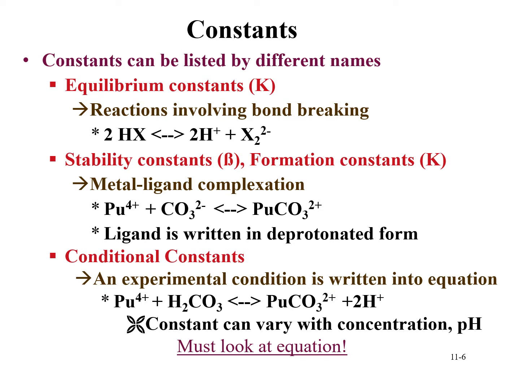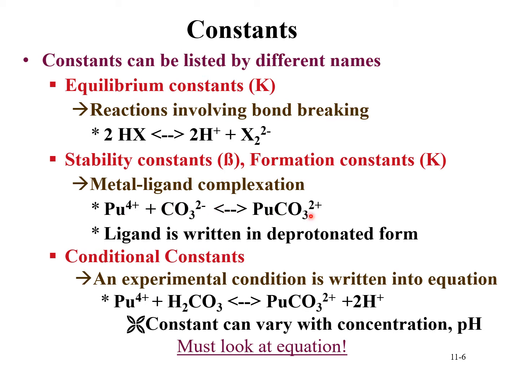Okay, there's a number of ways constants can be presented. A very simple one is an equilibrium constant, where you get some bond breaking and bond making. So imagine I've got just some acid of some sort, where you get two protons formed and some sort of polymerization occurring. It can have a very simple reaction that describes this. I can also talk about stability constants or formation constants. And imagine we have plutonium with carbonate going to plutonium carbonate. Again, the complexation constant for this would be the concentration of the plutonium carbonate divided by the concentration of plutonium 4 times the concentration of carbonate.